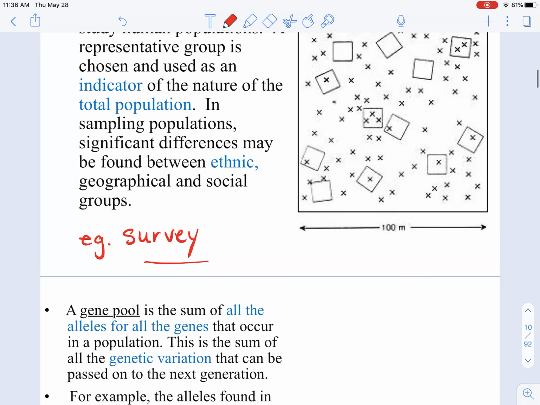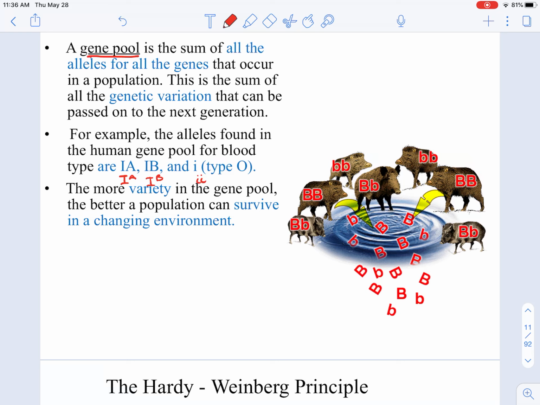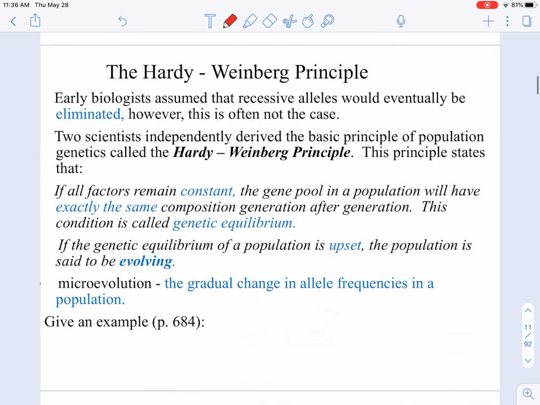The word gene pool, you should know this, is all of the alleles that occur in that population, including all the variations that could be passed along. So when we look at the three blood types, the three alleles in blood, there's A and B and O. And so when you're looking at any particular gene, we can look at all the alleles for that gene. So for this, basically hair color, there is the dominant allele B and the recessive allele b. So those are the alleles for these warthogs or whatever.